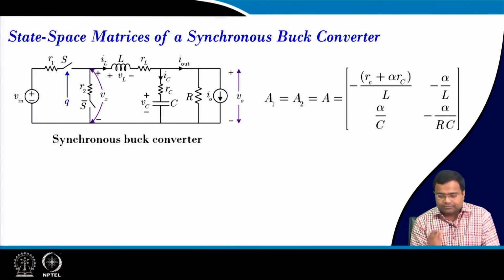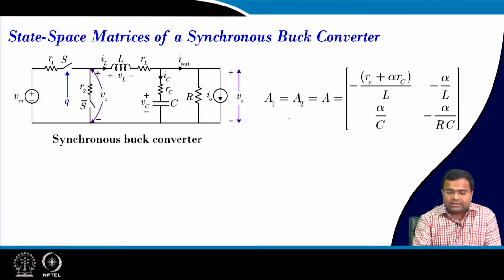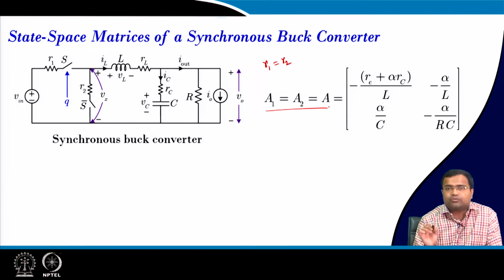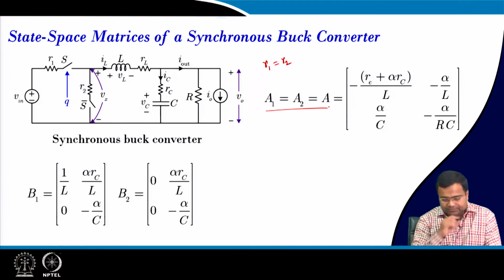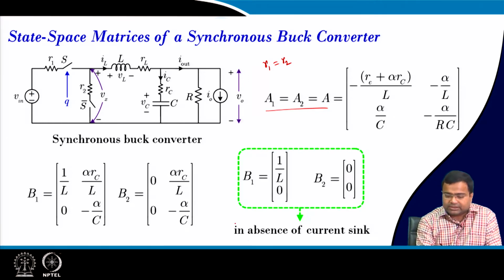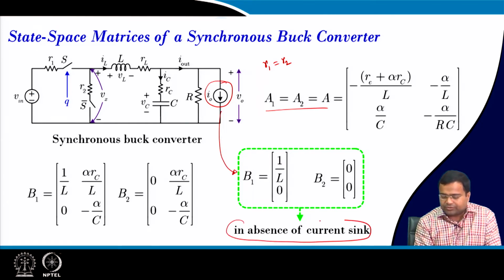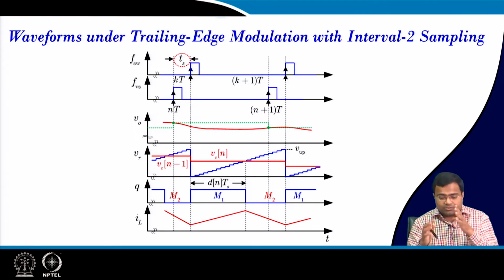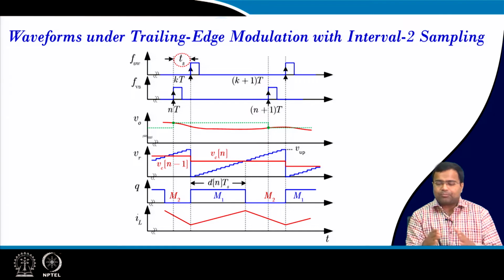buck converter, then we know how to get the A1, A2 matrices, and for R1 equal to R2, these A1, A2 matrices are the same, as we have discussed. Then we will get the B1, B2 matrices, and if we ignore the external current load, if we ignore this part, then you will get this matrix. Okay. Now, this is the diagram of the complete interval 2 sampling that we have discussed.